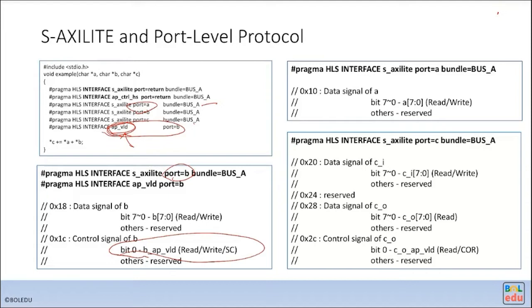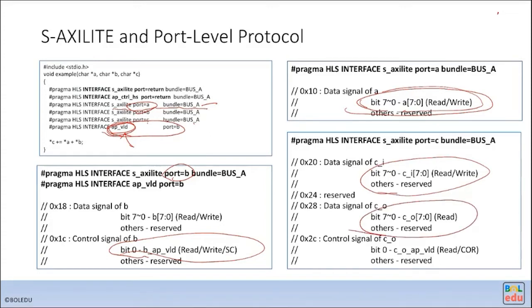Like port A is an AP control A port. It doesn't specify, so by default it's AP none. With AP none, it has a very simple data port. It doesn't have an additional control signal. And for port C, it's a bidirectional signal, so it contains the input and the output.